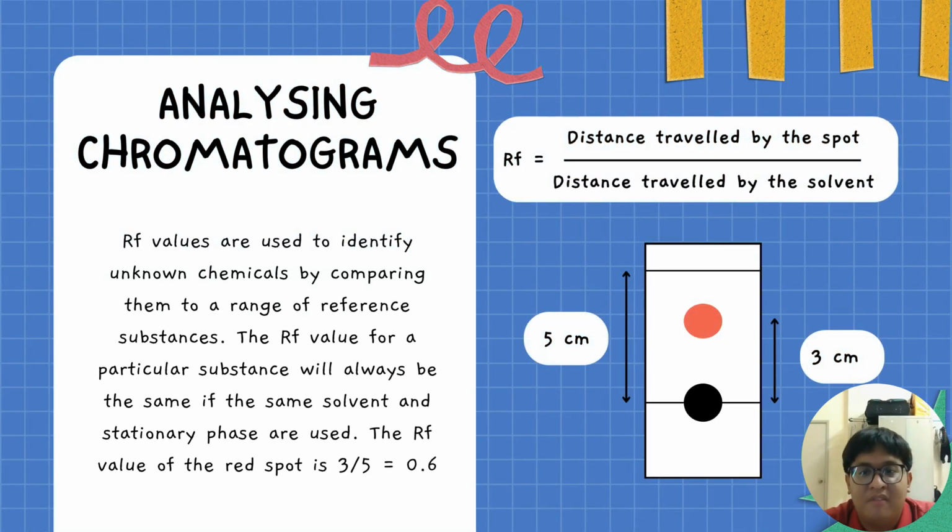Analyzing a chromatogram. Rf stands for retention factor. Rf values are used to identify unknown chemicals by comparing them to a range of reference substances. The Rf value for a particular substance will always be the same if the same solvent and stationary phase are used. We can apply the formula above: Rf equals distance travelled by the spot over distance travelled by the solvent. The Rf value of the red spot is 3 over 5, equal to 0.6.